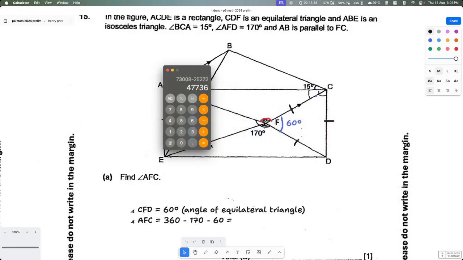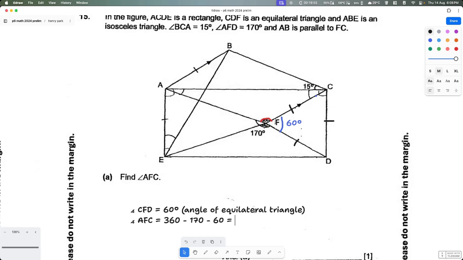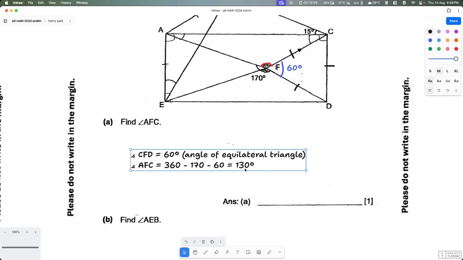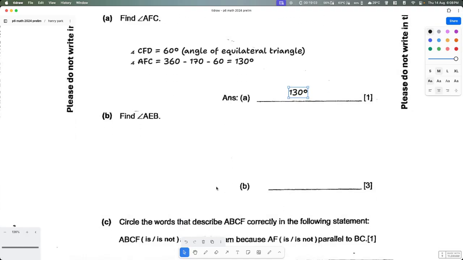Okay, and this will give you 30. No, 130 if I'm not wrong. 360 minus 170 minus 60. This will give you 130 degrees. All right, so yep, that's the answer, 130 degrees. Okay, let's move to the next part, part B.